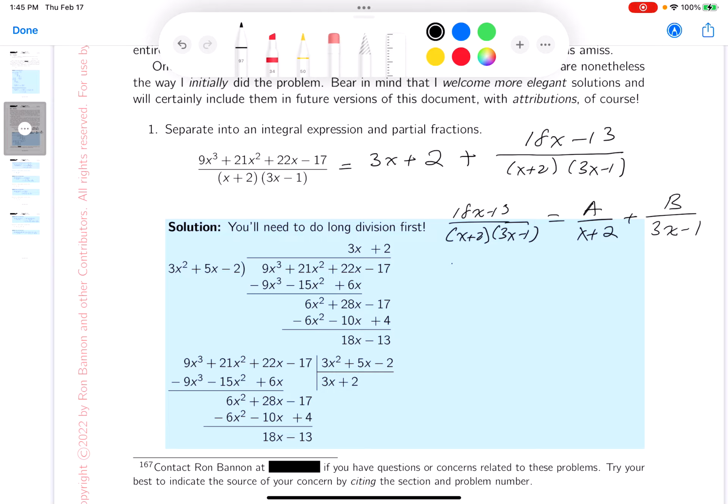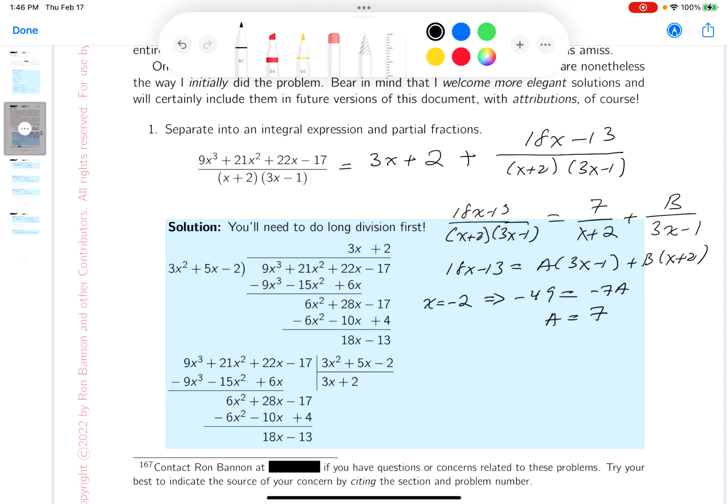Multiply both sides by the LCD. And what do you get? A times 3x minus 1 plus B times x plus 2. I'm sure you're sick and tired of hearing me say this: pick an easy number like x equals minus 2. This is going to give me minus 49 equals minus 7A. The reason for picking minus 2 is so one of the terms disappears, and I clearly see that. So that means A is going to be 7. So I'm going to get my eraser out and write that down.